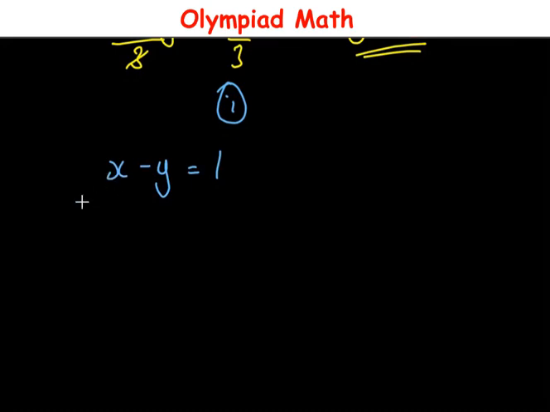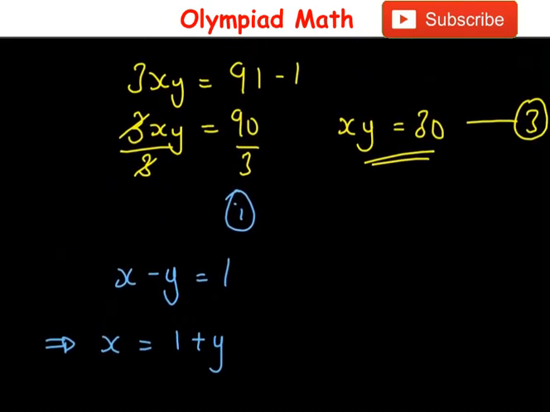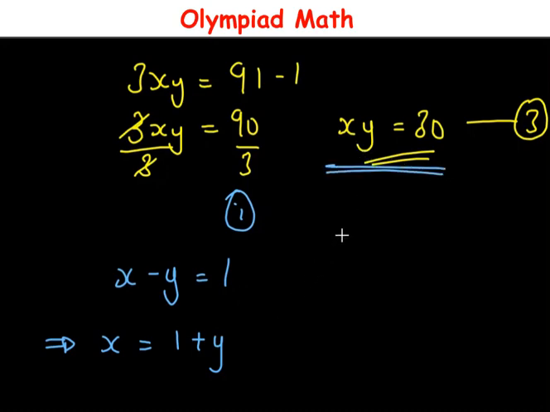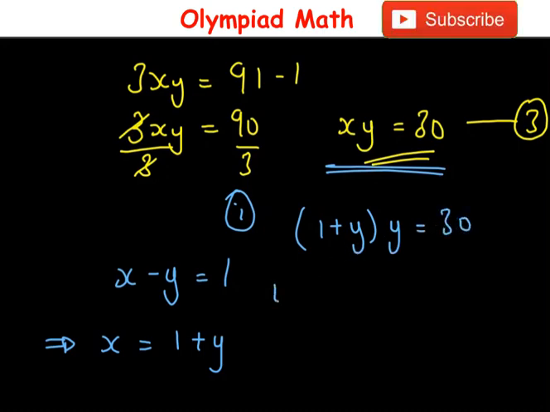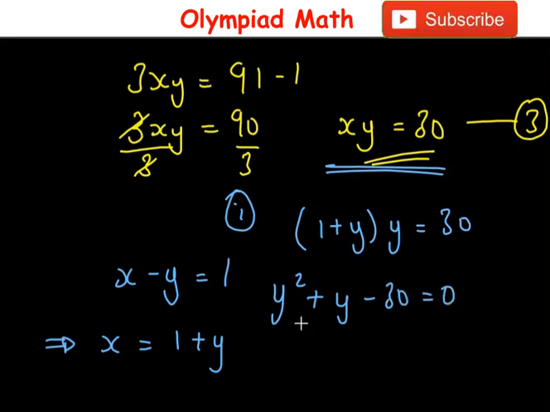We are going to solve for x. So this implies that the value of x equals 1 plus y. We are going to input the value of x as 1 plus y into equation 3. So this becomes 1 plus y in brackets, multiplied by y, equals 30. So y times y is y squared, plus y times 1 is y. Then move 30 over to this side. That becomes minus 30, and this equals 0.